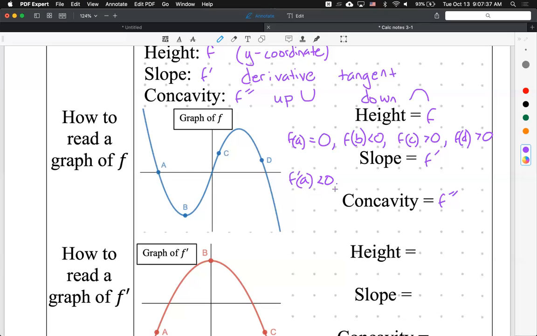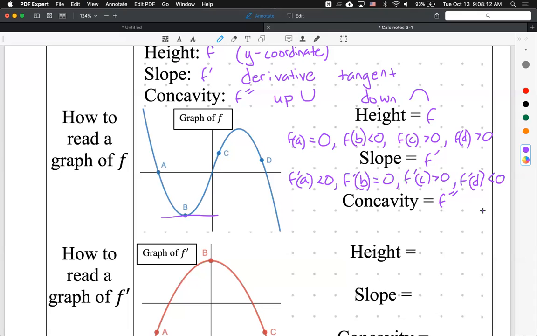Fiona, f prime of b is equal to 0, exactly. And that's pretty cool, right? That means I have a horizontal tangent line. f prime of c, Andrea, is greater than 0. That slope is definitely positive. And Teflon, f prime of d. Not quite. If you think of the slope over here at d, the slope is going down, so it should be less than 0.